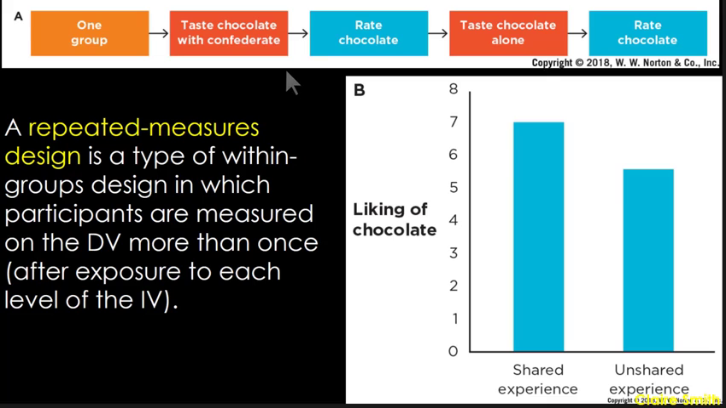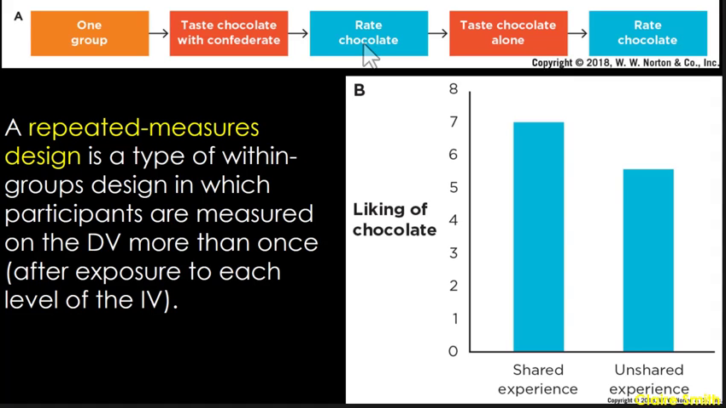So when the first card was flipped up, it told both individuals to taste a chocolate, and both individuals got that same card, so they tasted the chocolate together. After they tasted the chocolate, they rated the experience of the chocolate. Did they like the chocolate? How good was the chocolate? And then another card was flipped up.